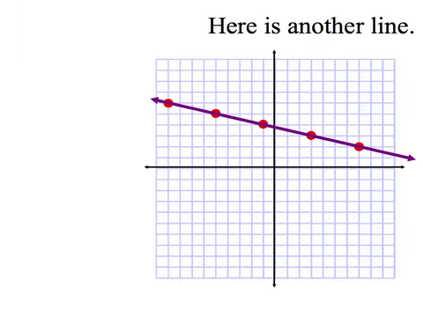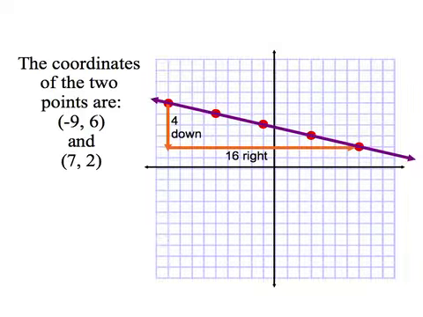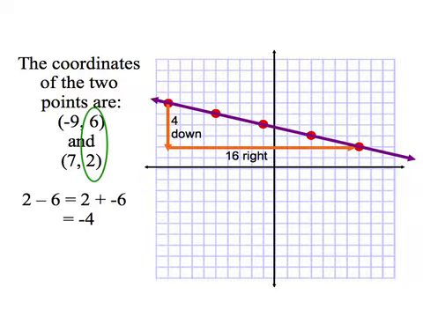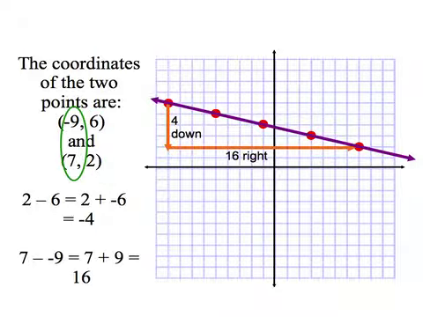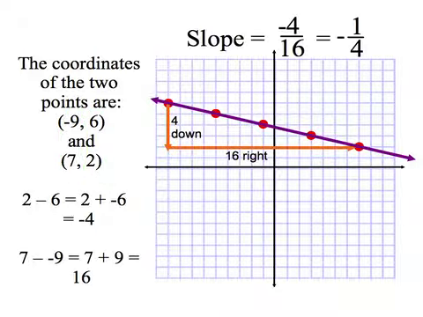It's time to look at another line. We pick 2 points on this line, and if we counted, it's 4 down and 16 to the right. If we find the difference, vertically it is -4, and the difference horizontally is 16. And we make that a fraction and put it in lowest terms, and we get -1/4.